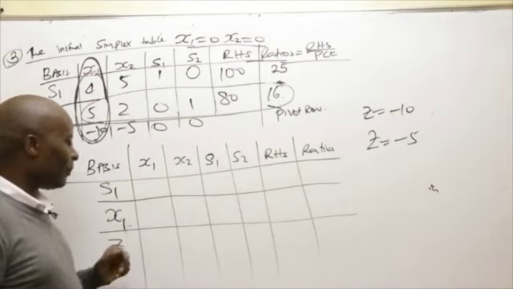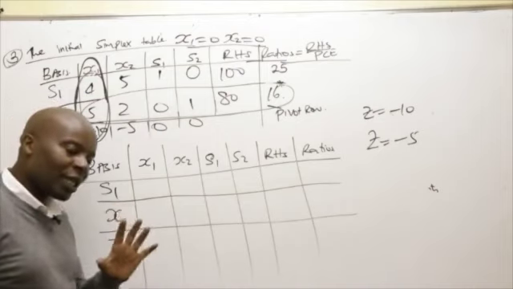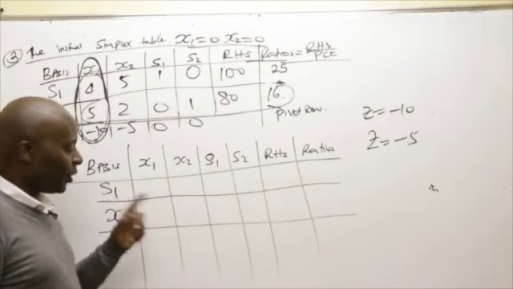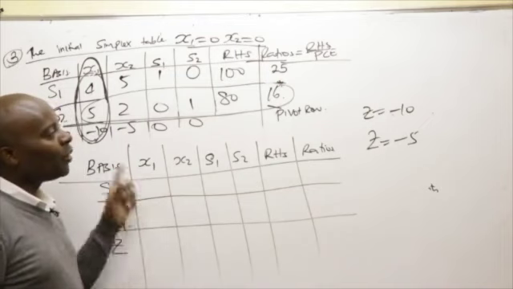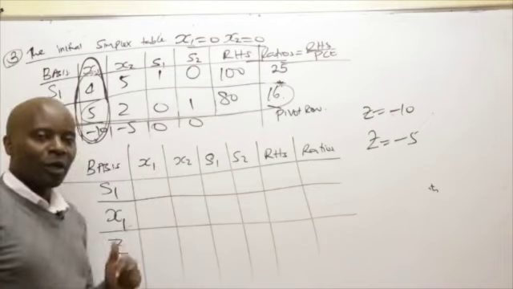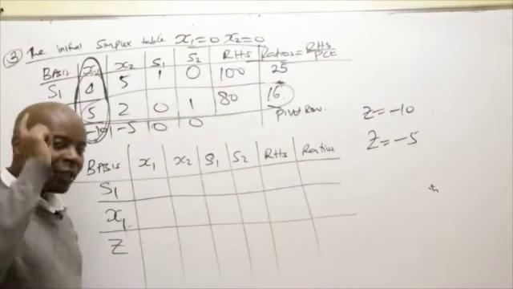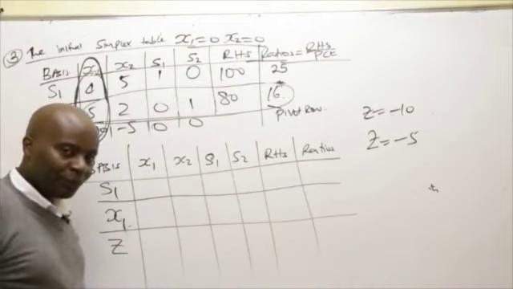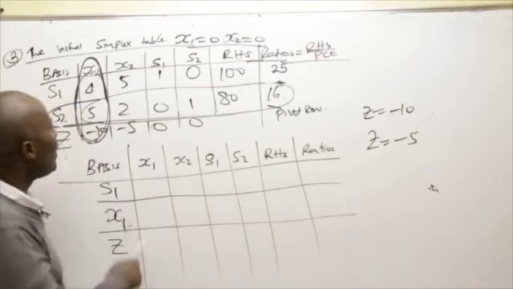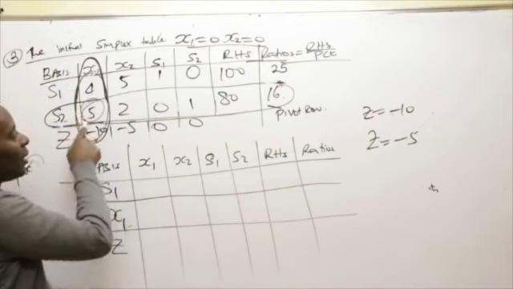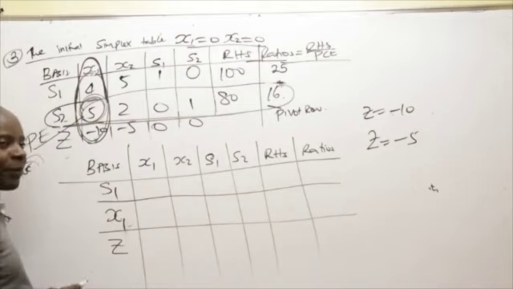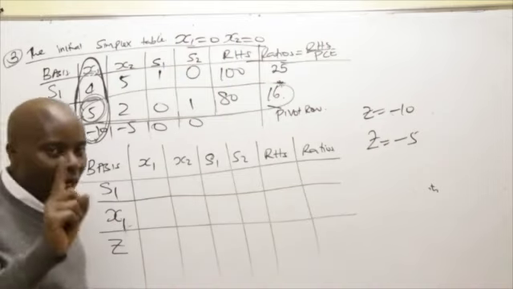Now, ladies and gentlemen, listen to me very well. When it comes to transferring this table here, normally we start by transferring the pivot row. But after making an adjustment, what is the adjustment? That this particular value that you are seeing here, which is called the pivot element, must always be equal to 1.